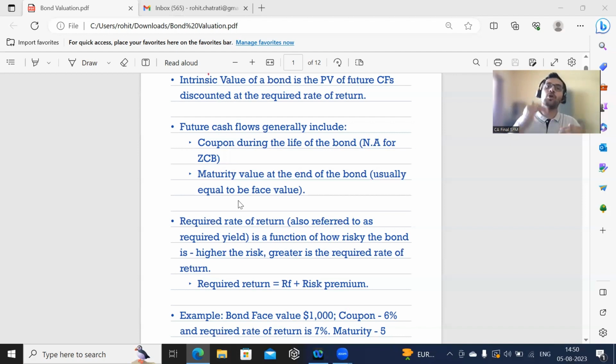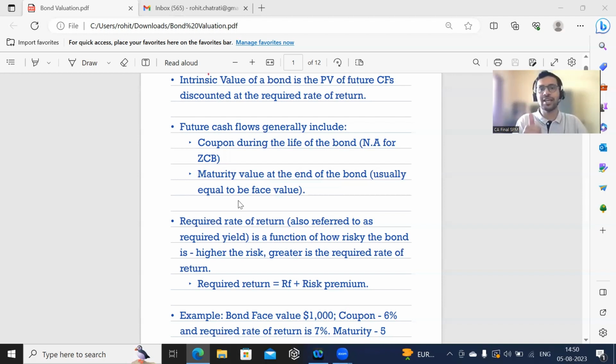Higher the risk, more is the required rate of return. From your point of view, you need a higher return from me. Your required rate of return is more from me than from the State Bank of India. That is the reason higher the risk, greater is the required rate of return. Lower the risk, lower will be your required rate of return. So required rate of return has two components.